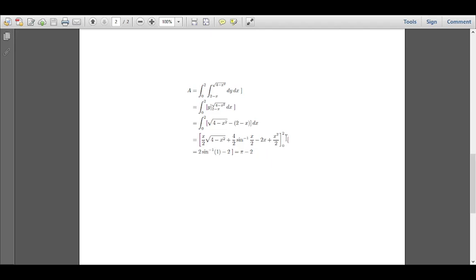So substituting the upper limit 2, what will you get? Here 4 minus 2 square, so we will get 0. Here also, 4 by 2 is 2, sin inverse of 2 by 2, sin inverse 1, so 2 sin inverse 1, minus, so minus 2 into 2 minus 4 plus 2 square by 2, that is 4 by 2, minus 4 plus 2. So after substituting the upper limit, you will get 2 sin inverse 1 minus 2.